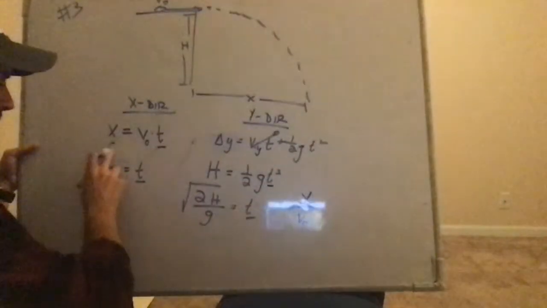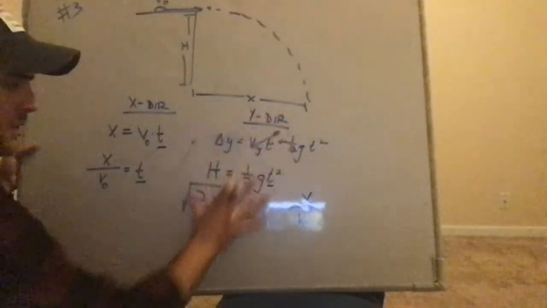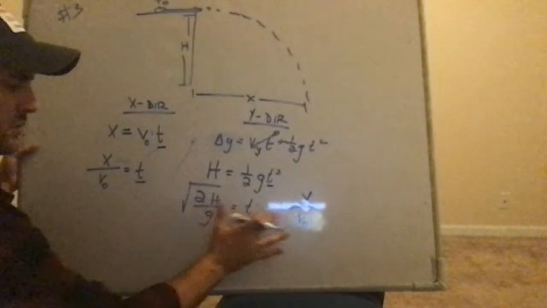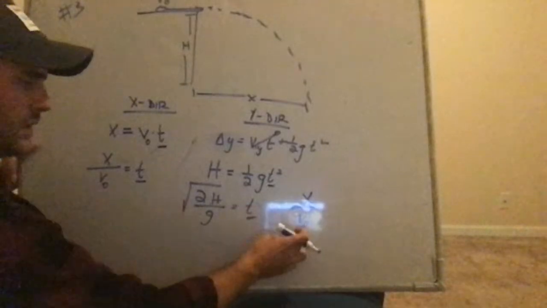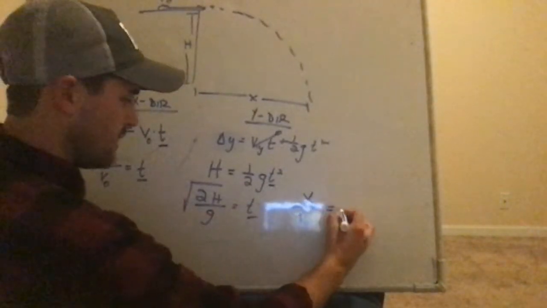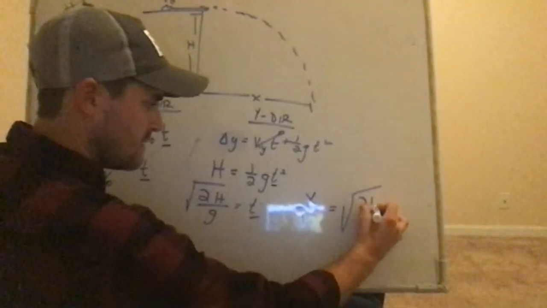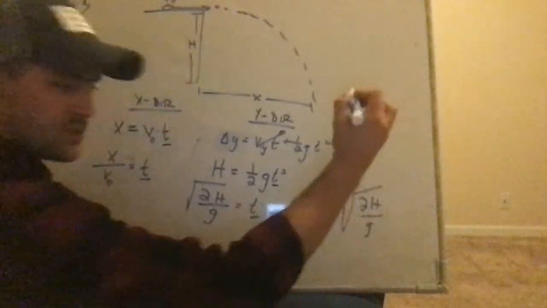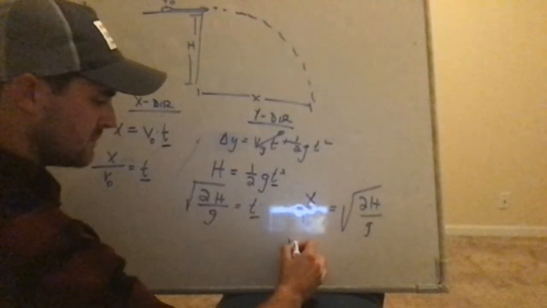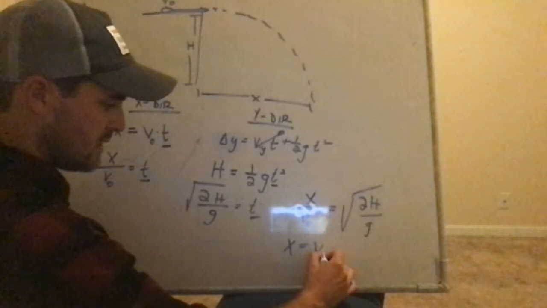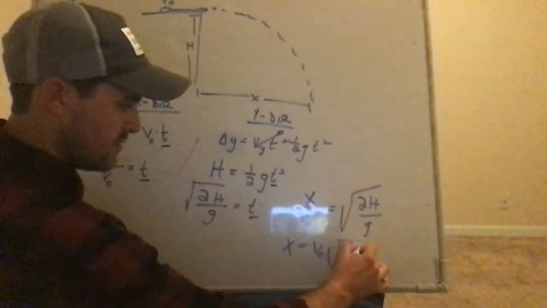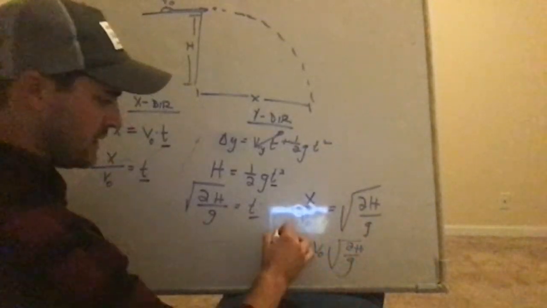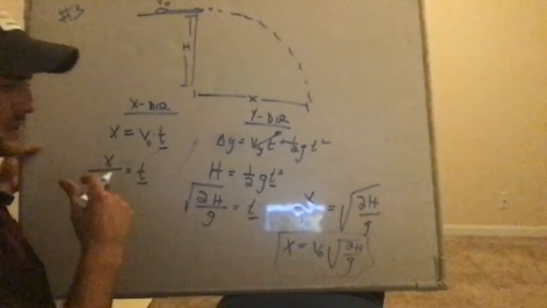So here we go. x over v naught equals t. We simplified this: square root of 2h over g equals t. So I pulled this over here. Let's pull this because they're equal, because they are simultaneous. And then we solve for x. x equals v naught times the square root of 2h over g. And I believe that's what my answer key says.